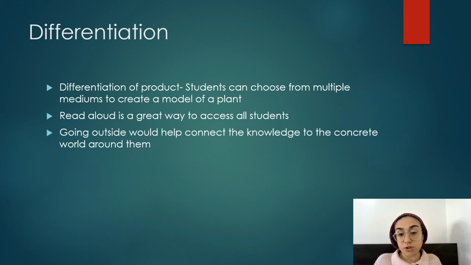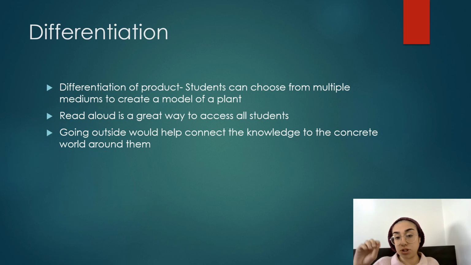Lastly, we want to try to reach all students all the time. So the best way to do this is through differentiation, getting all students to be able to learn. I think one important aspect is a differentiation of product. She had the students create this model just by labeling a diagram. Like I said before, I think the more dynamic model would be great anyways, but you can have students choose from multiple mediums to create the model of a plant. That way, different students could connect better to different things.